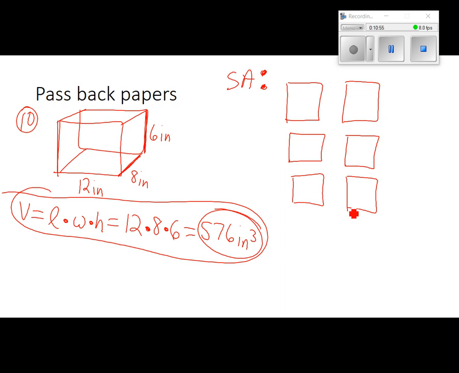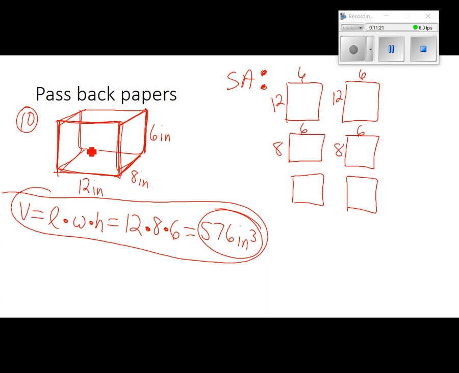So let's do the front face here. What are the dimensions on that front face? 12 by 6. How about the back face? 12 by 6. Those two are going to be the same. How about this end face down here? 8 by 6. Everybody agree with her on that? How about the other end? 8 by 6.